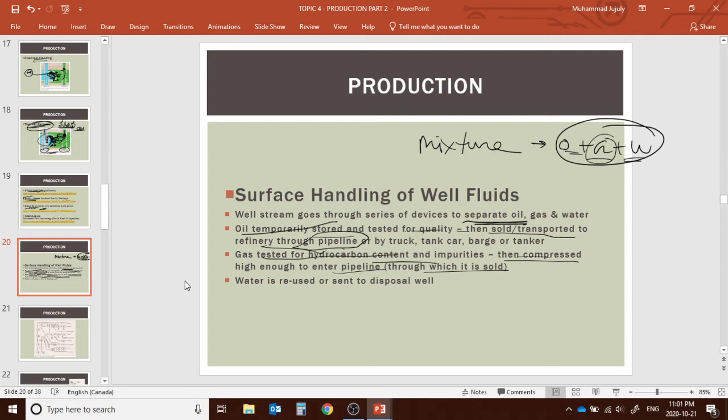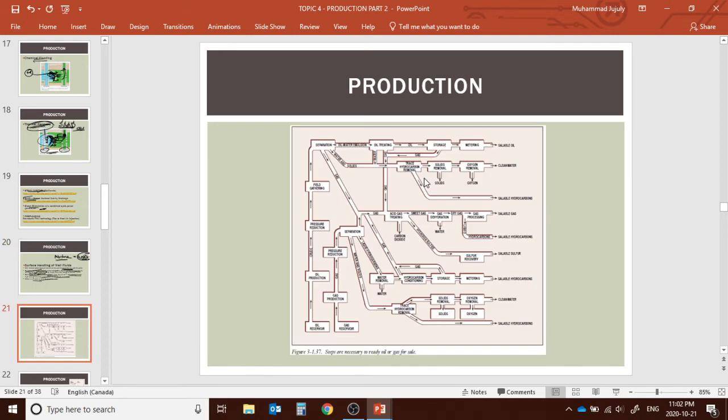And the water, we can reuse it or send it to the disposal well for water flooding. These are the things we do when we separate the mixture of oil, gas and water. So this is the complete process. Please go through that. In the later slides I will explain everything that is in here. This is another very concise process of the steps we do with the oil and gas for the sale.